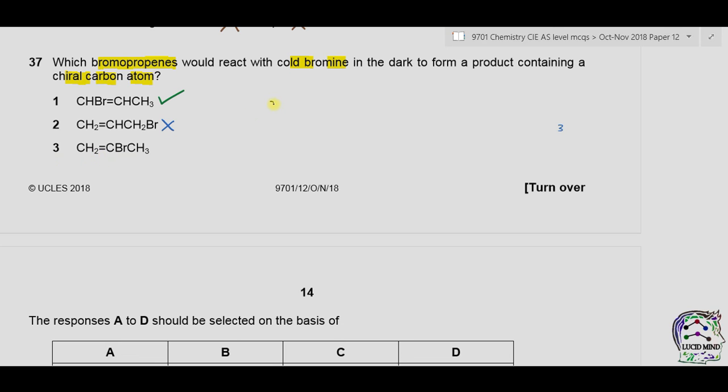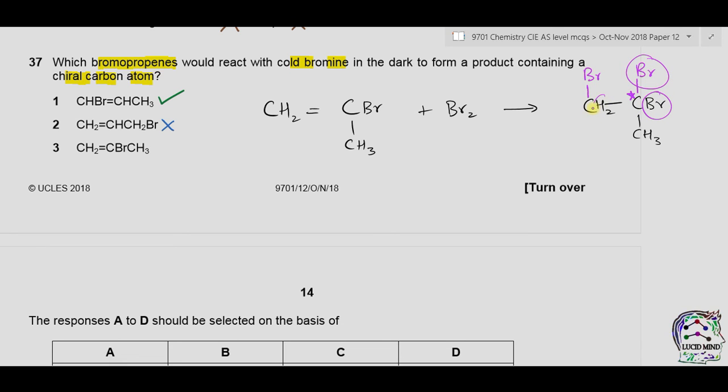For third one, we again have CH2 double bond, then we have carbon, bromine and CH3. Now double bond is converted into single bond. And each bromine atom is attached to each carbon atom having double bond. Now we can see that this carbon atom is bonded to 2 similar atoms and this carbon is bonded to 2 similar hydrogen atoms, so none of the carbon is chiral. Option 1 is correct, answer is D.